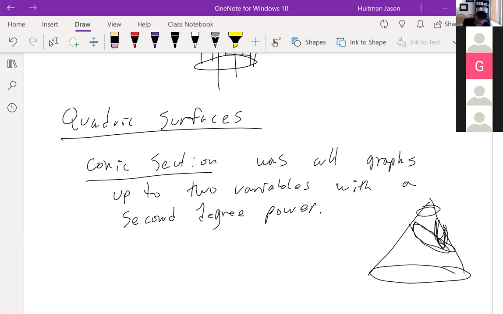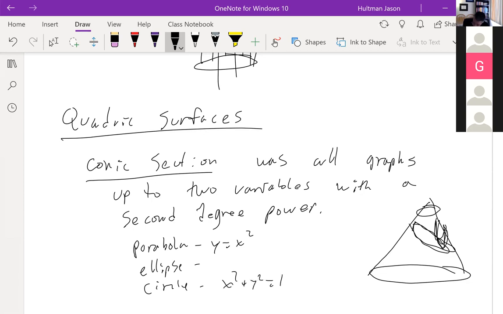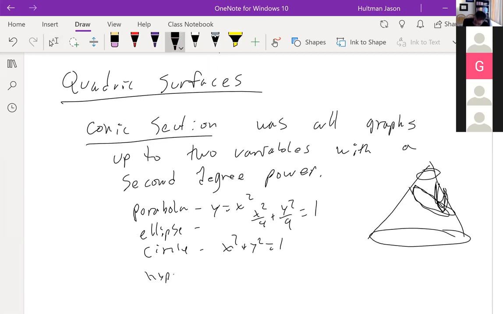We get a parabola, y equals x squared. We could get an ellipse. We could get a circle, x squared plus y squared equals 1. An ellipse would be like x squared over 4 plus y squared over 9 is equal to 1. We could get a hyperbola: x squared over 4 minus y squared over 9 is equal to 1. I think that's it.